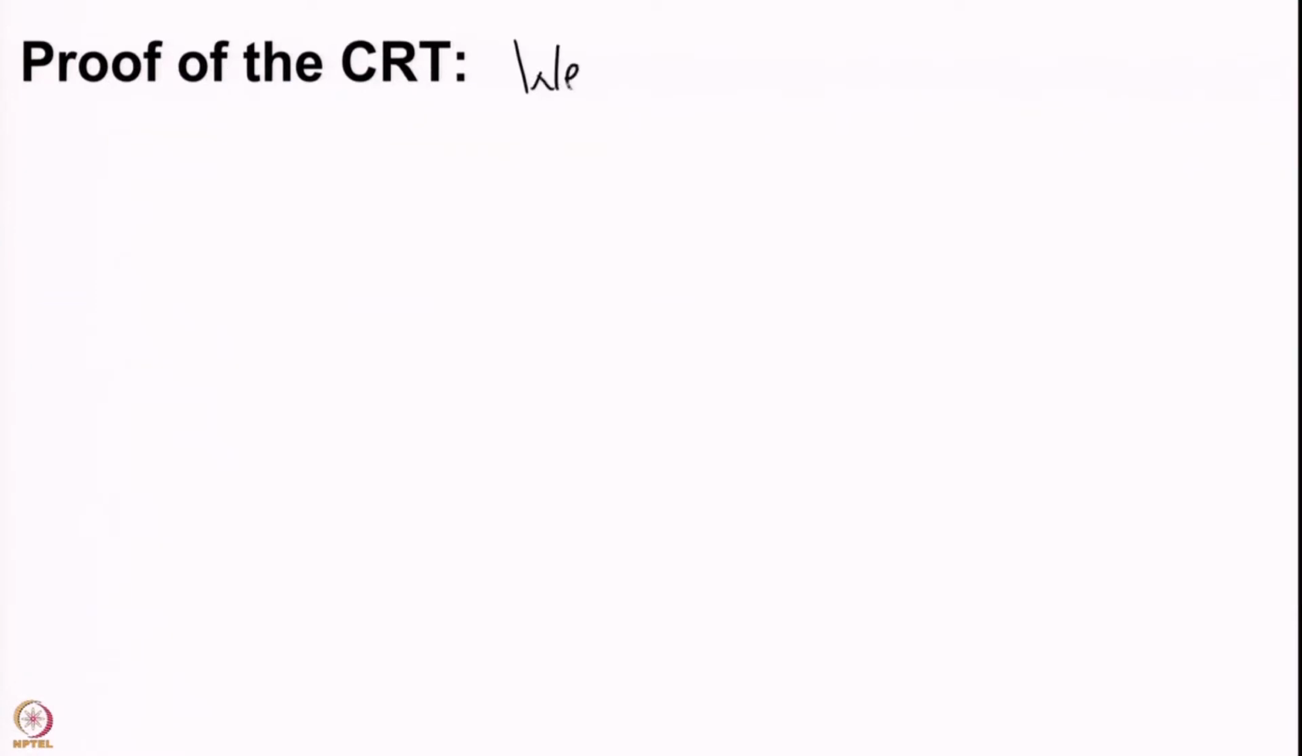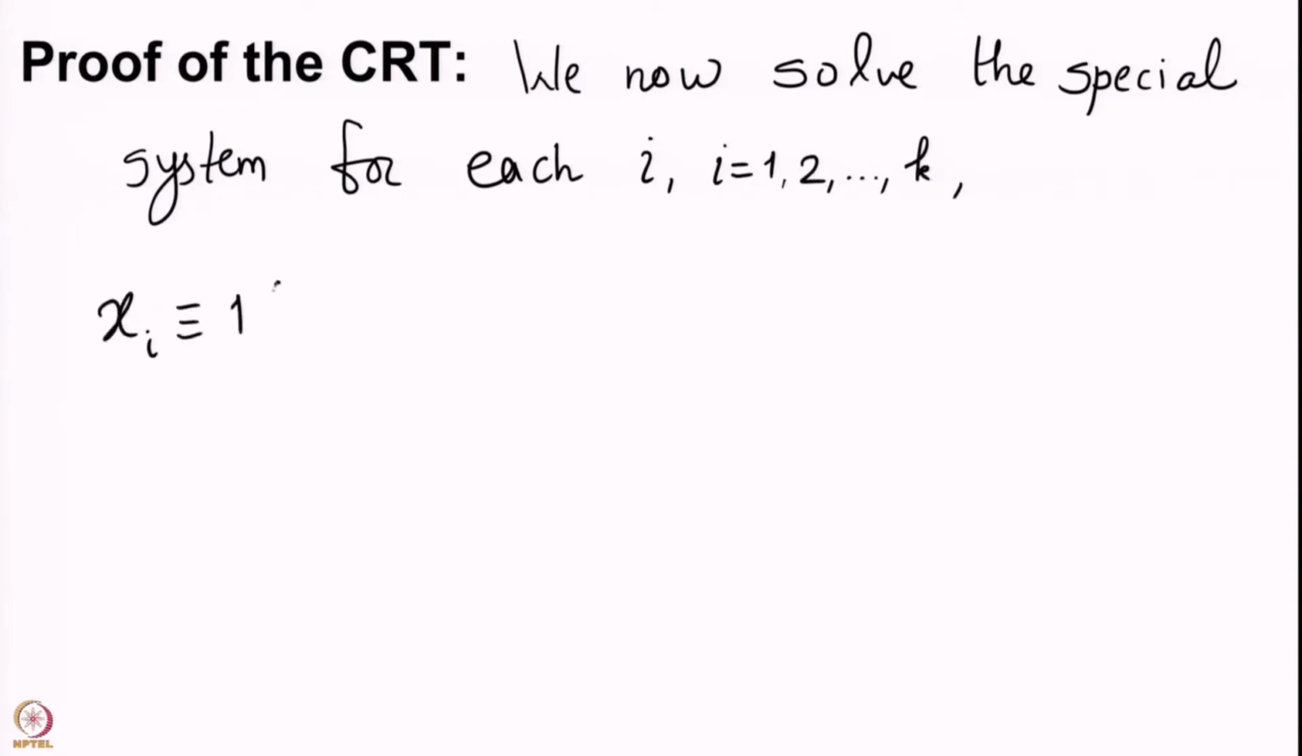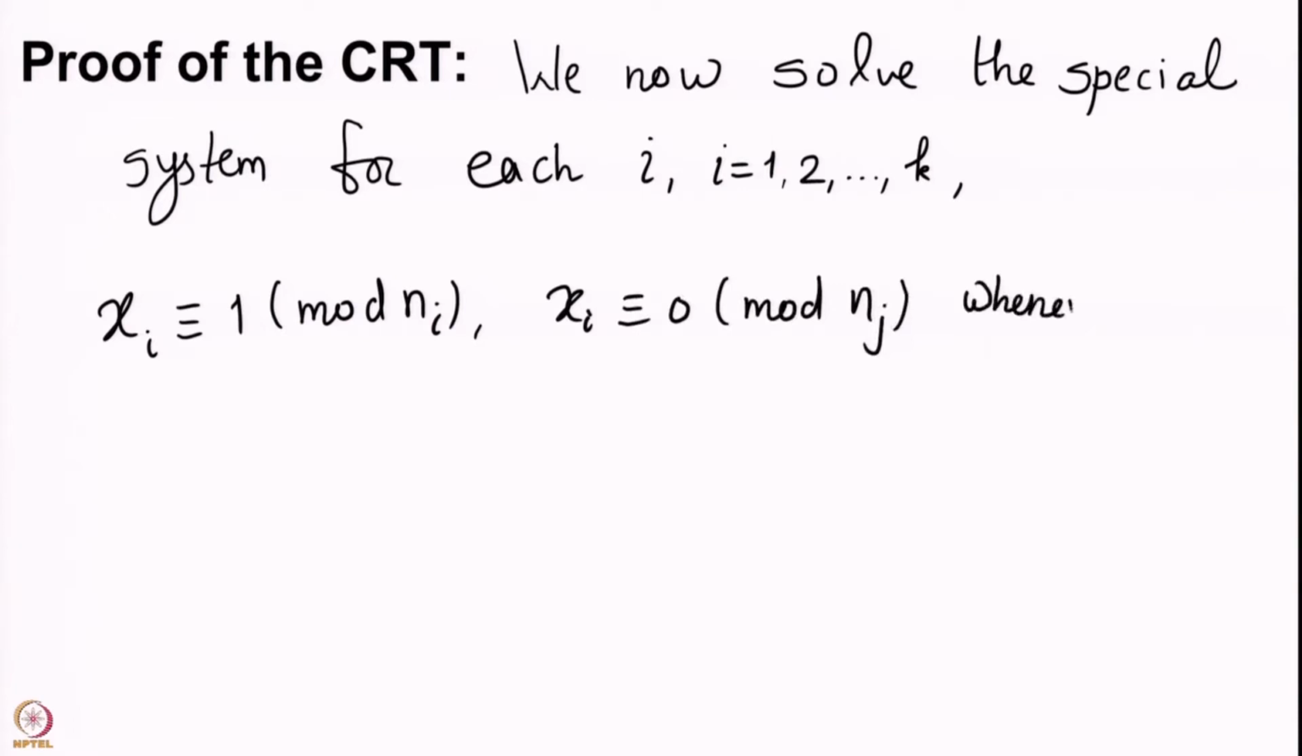So, we now solve the special system for each i going from 1 up to k, and the special system is xi congruent to 1 mod ni and xi congruent to 0 mod nj whenever i is not equal to j.